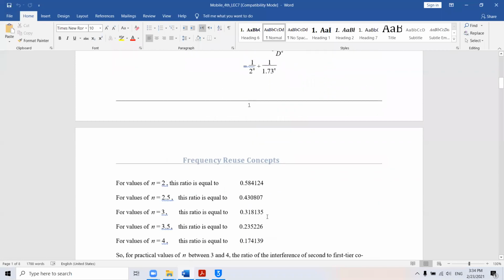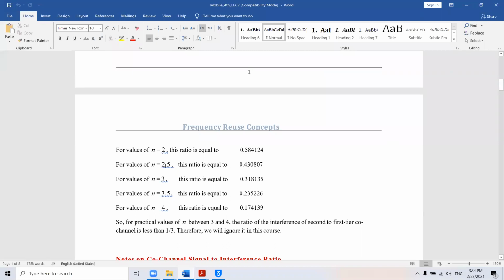Now, taking different values for n: n equal to 2, 2.5, 3, 3.5, and 4. Basically, typical values for n will be between 3 and 4. Look, when n equals 2, the ratio between second to first tier is 0.5. For 2.5 it is 0.4. In the case of 3, it will be 0.18. For 3.5, it will be 0.235, and in the case of n equal to 4, it will be 0.174.